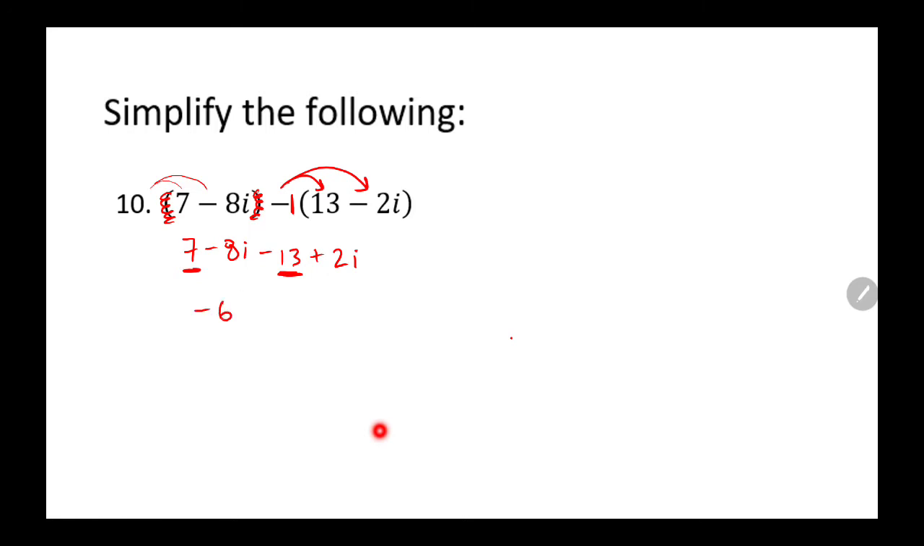7 minus 13 is negative 6. And then negative 8i plus 2i. To combine these like terms, we just add the coefficients. So negative 8 plus 2 is minus 6i. Cool.